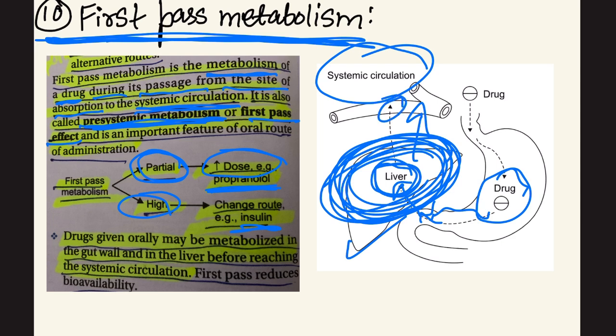So drugs given orally may be metabolized in the gut wall and in the liver also before reaching the systemic circulation, and that is what we call first pass metabolism or pre-systemic elimination, pre-systemic metabolism or first pass effect. So this is also going to affect the absorption of the drug.